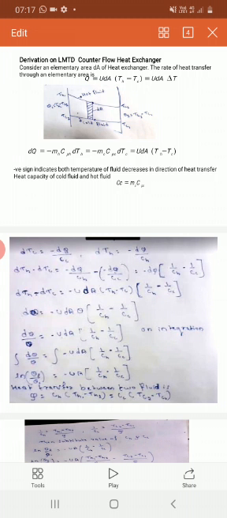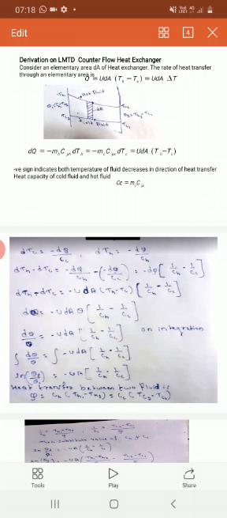The diagram shows a counterflow heat exchanger. At the inlet, the hot fluid is flowing from Th1 to Th2. Similarly, the cold fluid is flowing in the opposite direction, from Tc1 to Tc2. At the inlet, theta 1 is equal to the difference between the hot fluid inlet and the cold fluid outlet. Similarly, theta 2 is Th2 minus Tc1.